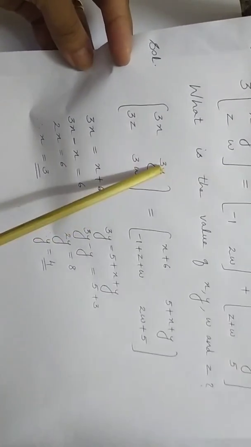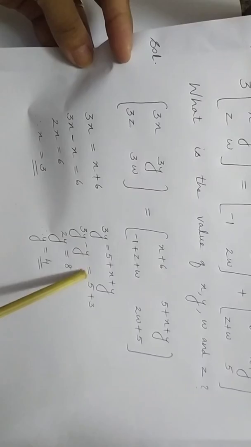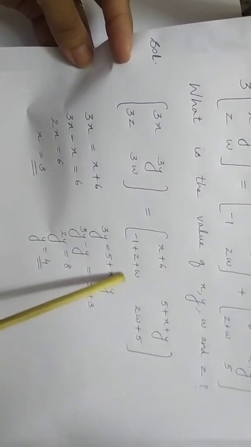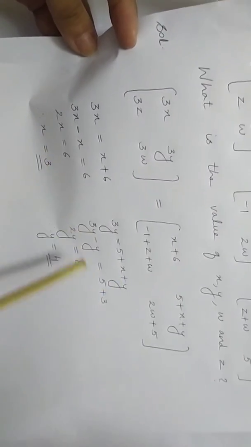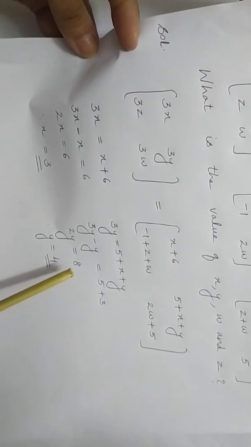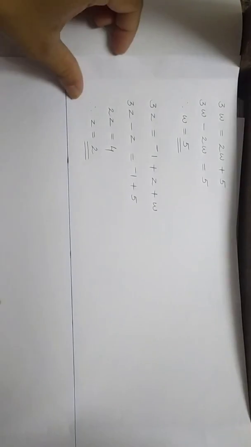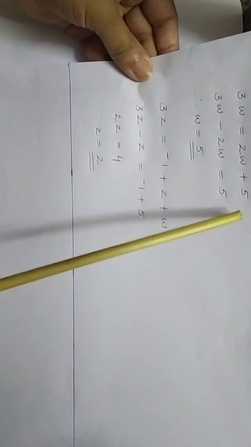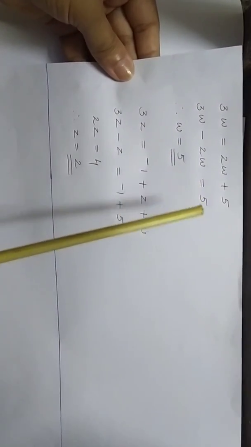Next, the second term, 3y is equal to 5 plus x plus y. Next, 3y minus y equals 5 plus 3. We got the value of x, so we have to put this value of x here. So 2y is equal to 8 and we get the answer of y as 4. Next one is 3w equals 2w plus 5. So now 3w minus 2w equals 5. So we get the value of w as 5.